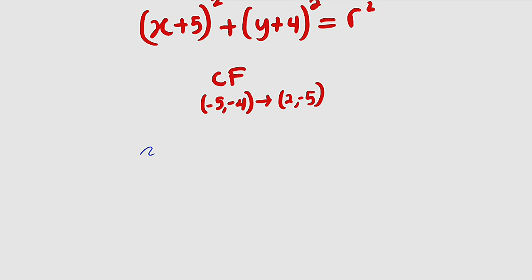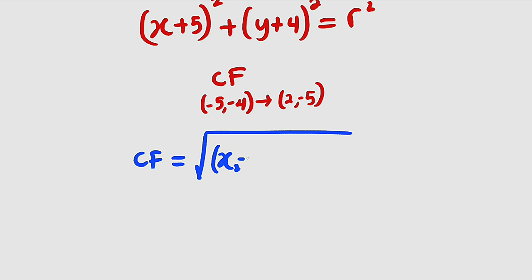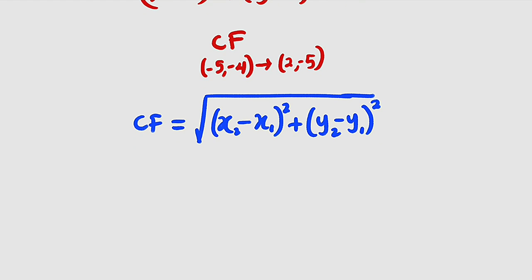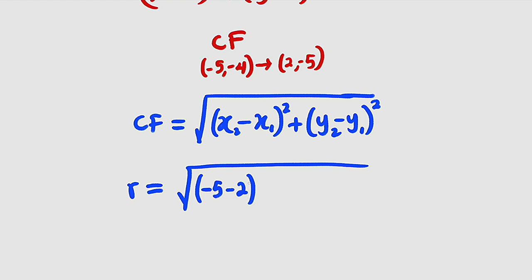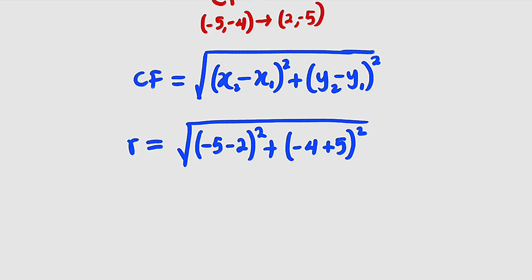From the distance formula, we know that CF is equal to the square root of what? Let me write it. x2 minus x1 whole squared plus y2 minus y1 whole squared. But remember that CF is the radius, so r is equal to this. Let's substitute. We have negative 5 minus 2 whole squared plus negative 4 minus negative 5, which is plus 5 whole squared.